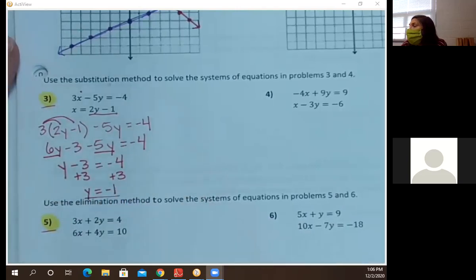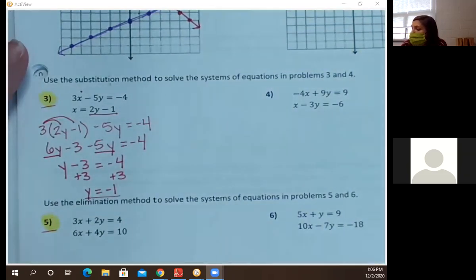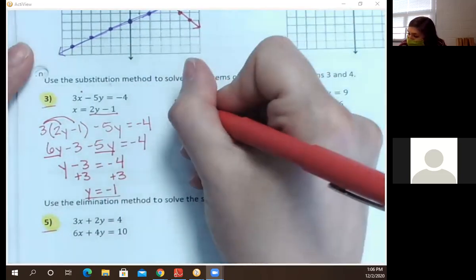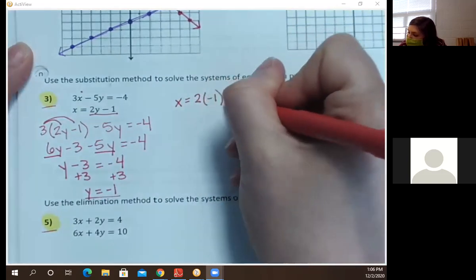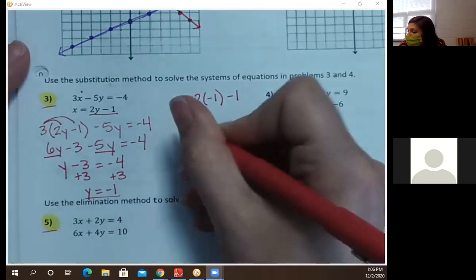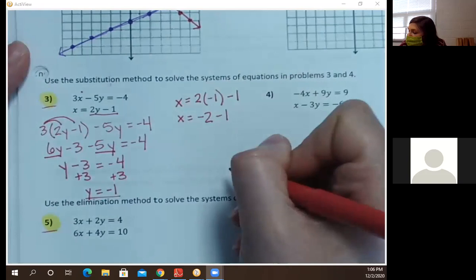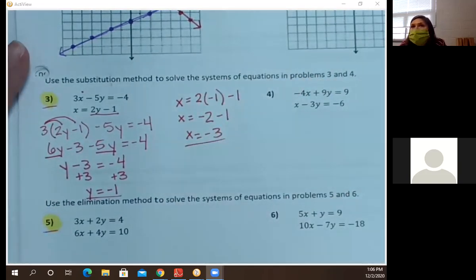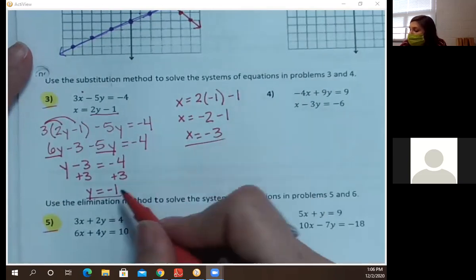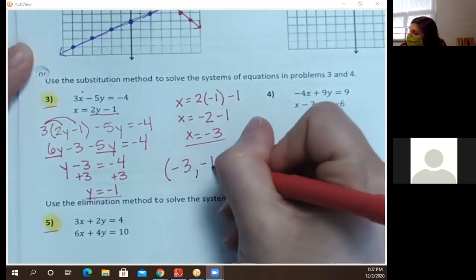Then just like with our elimination method, once I have a value for one of my variables, I go back to my original equations and plug it into one of them. I'm going to plug into the second equation here. And we get x equals 2 times -1 minus 1. Now when I go to simplify, 2 times -1 is -2. -2 minus 1 gives me -3. Once I have my value for x and my value for y, I can write my solution as an ordered pair, -3, comma, -1.